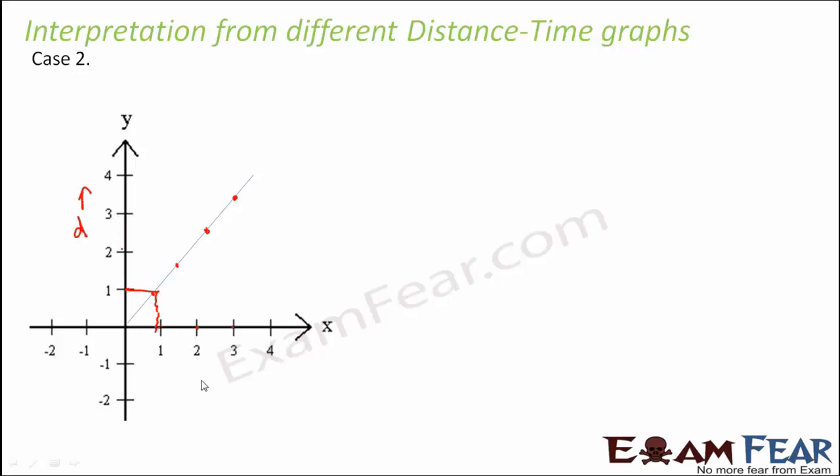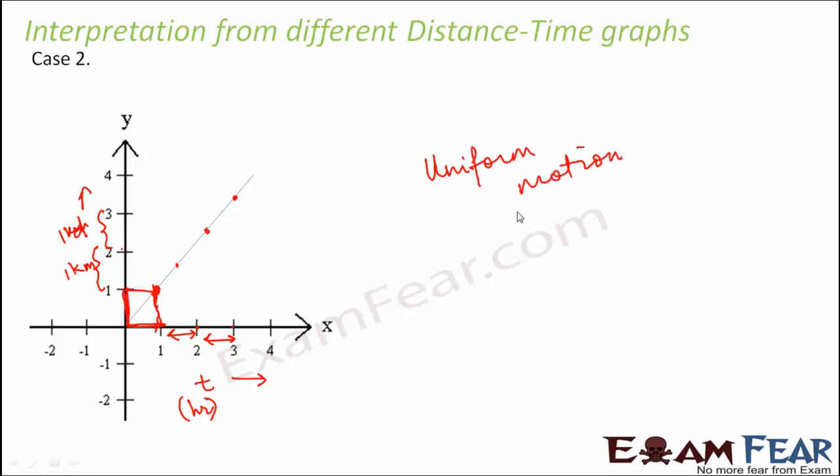So as time is increasing, distance is also increasing in this case. And also here you see that in the first interval of time, that is in 1 unit of time, if we say that this is an hour, so in the first 1 hour it traveled 1 kilometer. In the second 1 hour it traveled again 1 kilometer. In the third 1 hour it traveled again 1 kilometer. So it is covering equal distances in equal intervals of time. So that means the body is in uniform motion. So just looking at the graph, we could say that the body is in uniform motion.